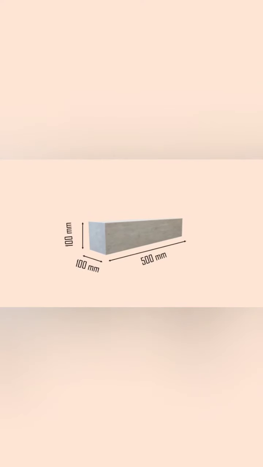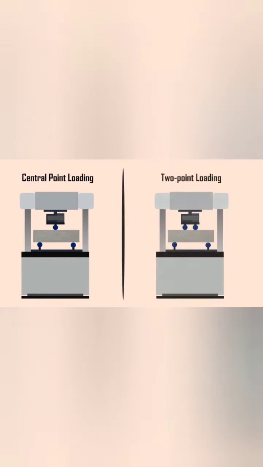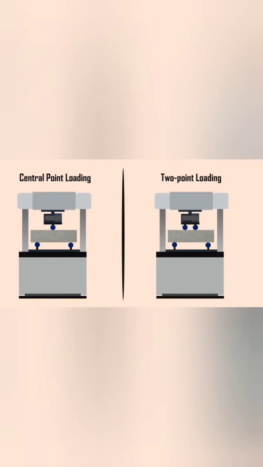The test is made on a beam of size 150 mm into 150 mm into 700 mm or 100 mm into 100 mm into 500 mm. Flexural strength of concrete is determined by either central point loading or two-point loading. The typical machine used for this test is shown on the screen.